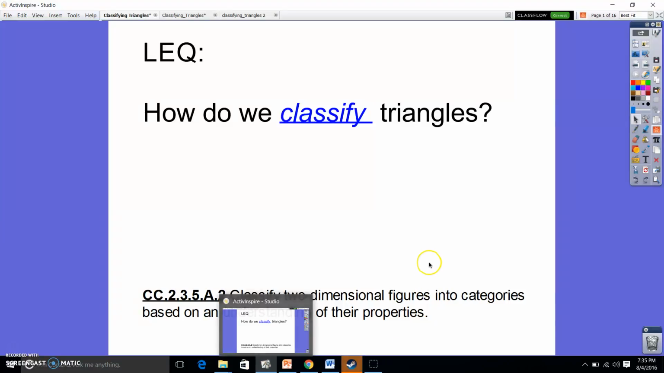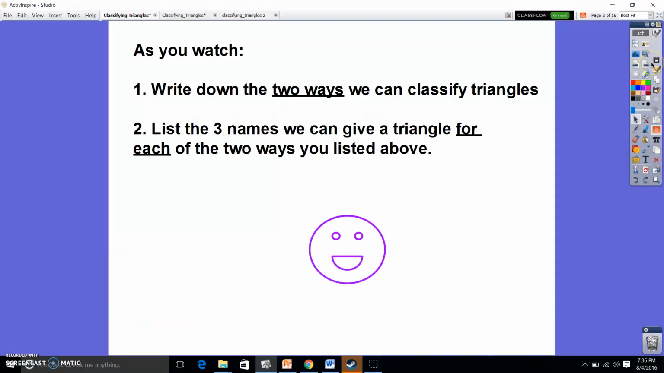All right, ladies and gentlemen, today we're going to take a look at our lesson essential question: how do we classify triangles? As you watch the video, I'm going to ask you to do two things on your Post-it note. The first is you need to write down the two ways that we can classify triangles. And the second is that I need you to list the three names we can give a triangle for each of the two ways you listed above. Remember, you can rewatch or rewind the video at any time you need assistance.